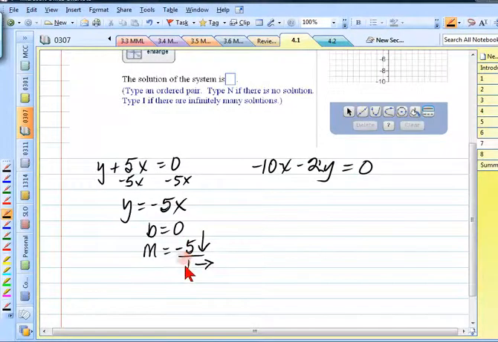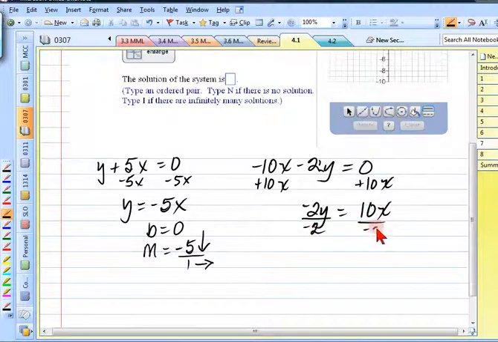Now, if it turns out that the slope is, say, 2/3, then I'm already in good shape. I have a 2 and I have a 3. But when you don't have a denominator, it's always positive 1. Always. Okay? The second equation, to solve it, I need to add 10x to both sides. That gives me negative 2y is equal to 10x. Divide by negative 2, and y is equal to negative 5x, which says, well, wait a minute.